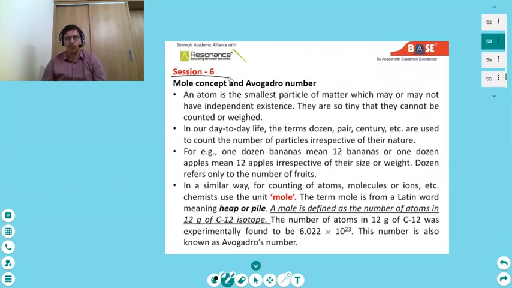Basically, what is mole? Mole is a unit. So I will explain to you when I go inside it. So let's take it one by one. So mole concept and Avogadro number.